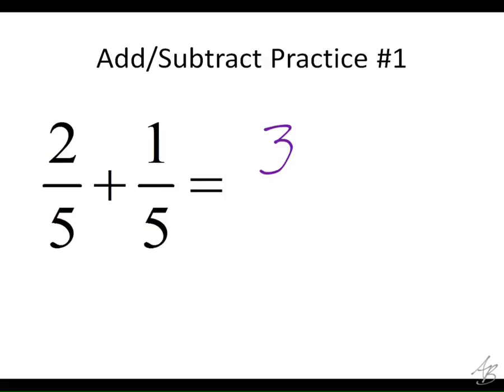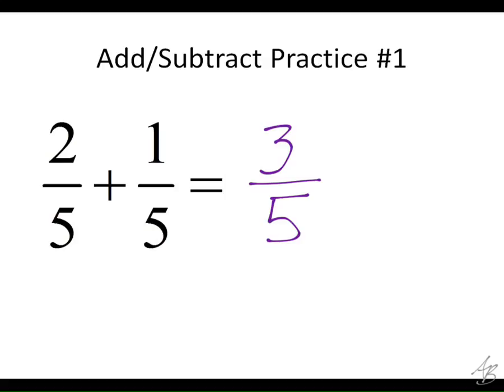Step 3. This one's easy. Keep the denominator the same. Well, what's the denominator going to be? So the denominator is going to be 5 because it stays the same. If these were not the same, then we wouldn't be able to do this step.